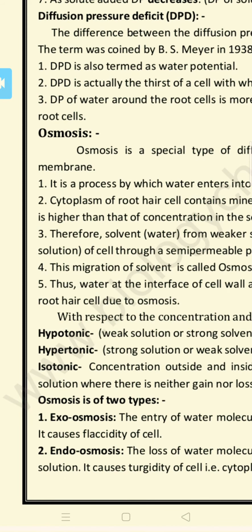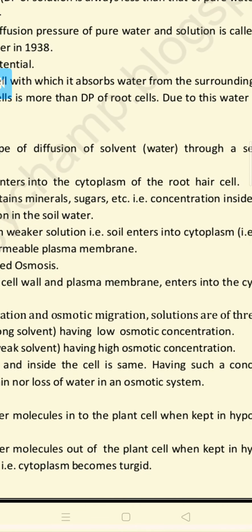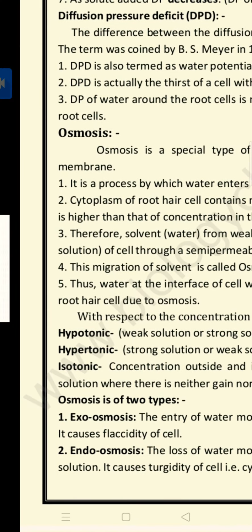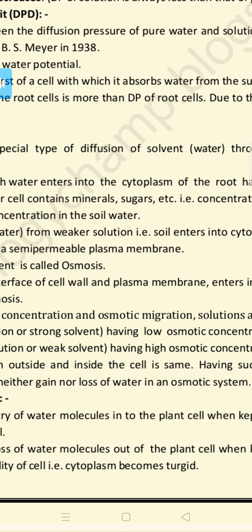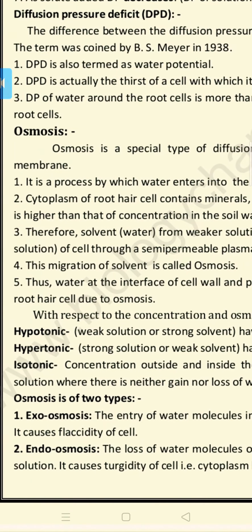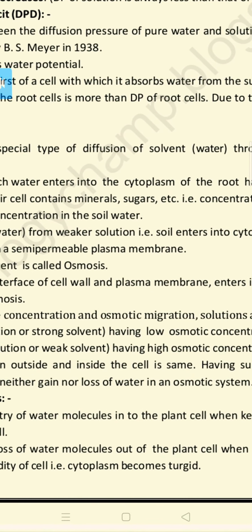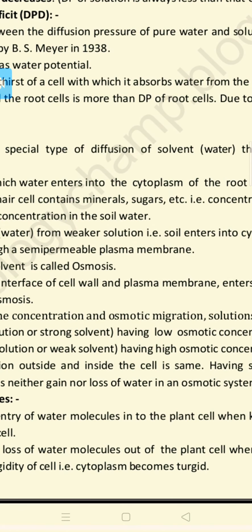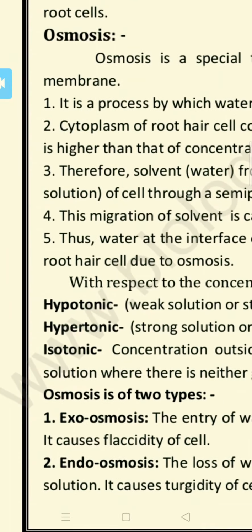Next one is isotonic. The concentration outside and inside the cell is the same. Iso means same, as in isobaric, isothermal. Having such a concentration of solution where there is neither gain nor loss of water in an osmotic system means that the system has reached its equilibrium. At that time the solution is isotonic.